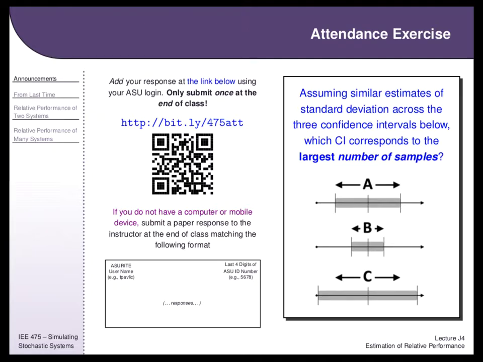Which confidence interval here corresponds to the most data? Basically, I have a medium-sized confidence interval, a small confidence interval, and a large confidence interval. Medium, small, large.